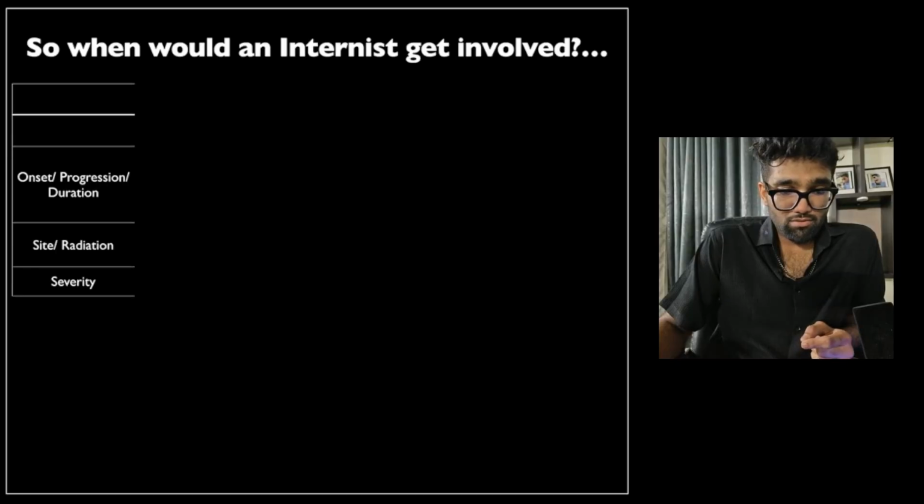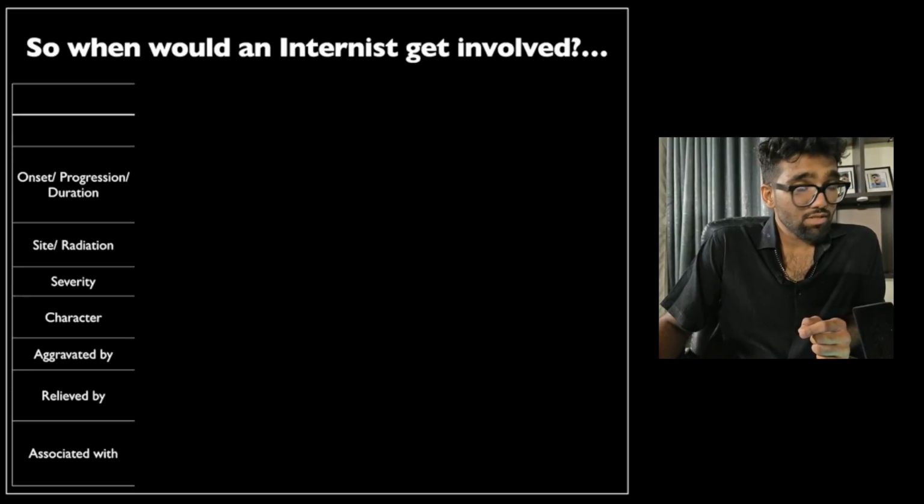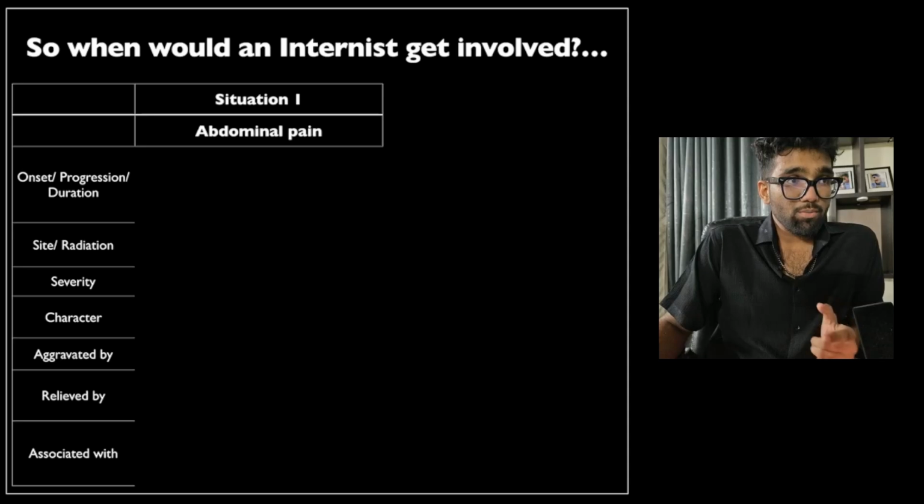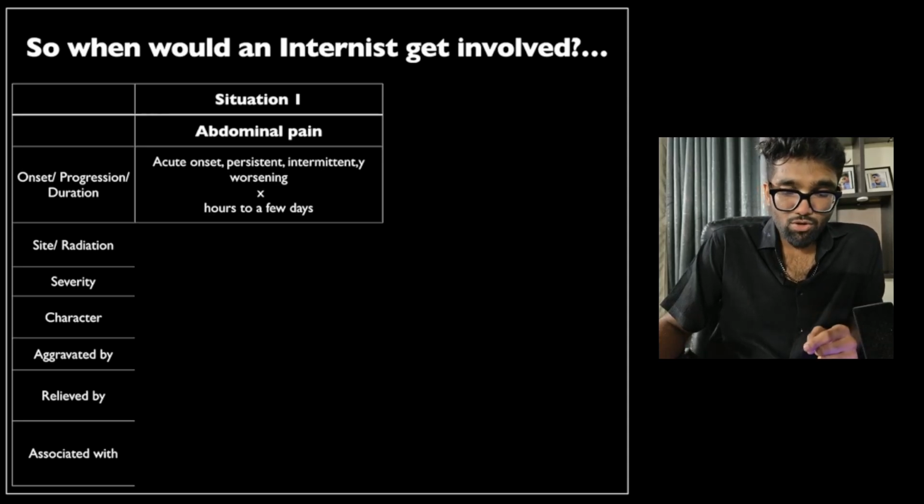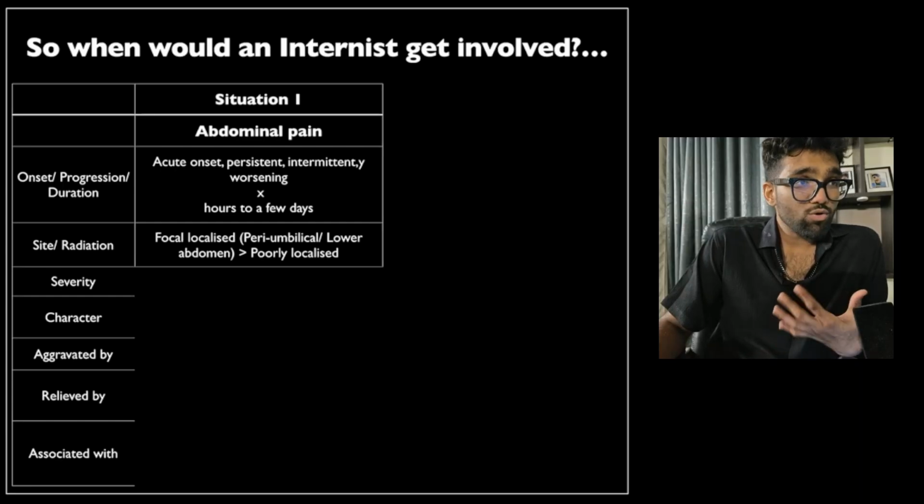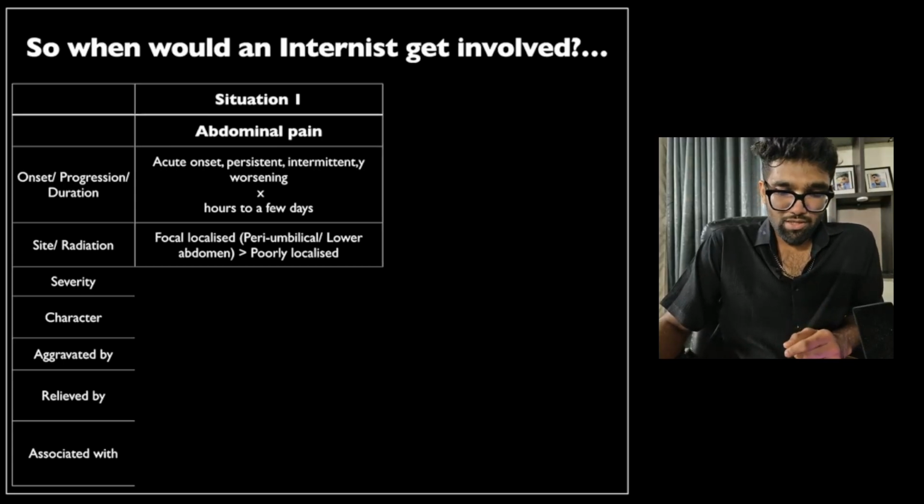I'll talk about the clinical symptoms, obviously, as usual in this sequence, that is onset, progression, duration, site, radiation, severity, character, aggravating features, relieving features, and associated features. So, the first situation is abdominal pain. Now, the first patient has acute onset, persistent, intermittently worsening abdominal pain that started maybe a few hours back or up to a few days back. The pain is focal, well localized to the periumbilical region, or a little bit to the lower abdomen, more than in some cases poorly localized.